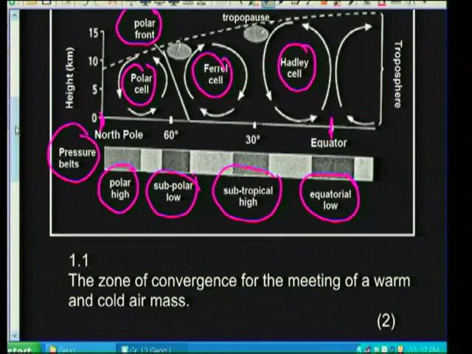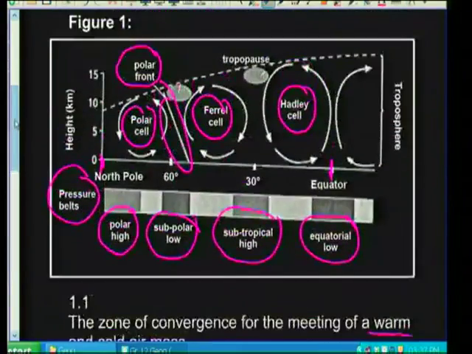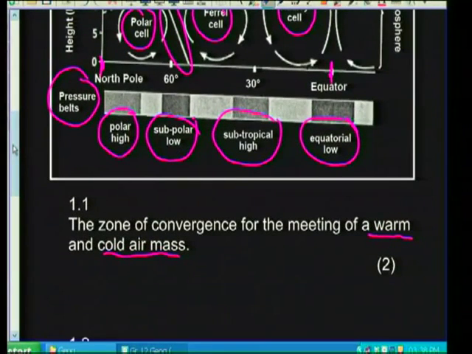Let's look at the first one. The zone of convergence for the meeting of warm and cold air mass. And already when we looked at our diagrams, you see the warm air mass coming from the subtropics and the cold air mass coming from the poles. And obviously it meets at this section. And there's your answer already. So it's simple that we actually use the diagram and we found the first answer, which is the polar front.